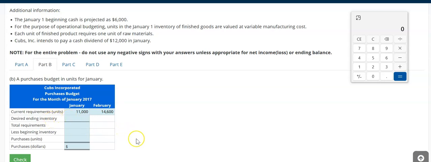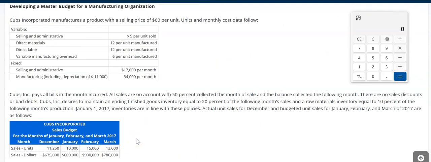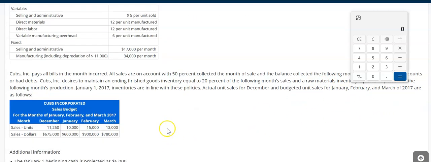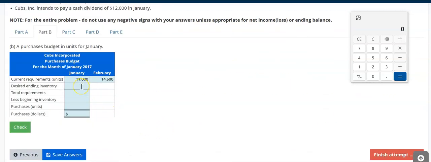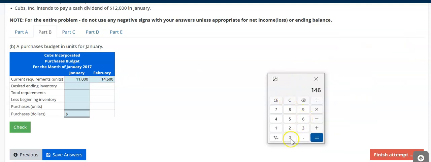Desired ending inventory. This is going to be a matter of policy, and it should be up here. We want 20% of the following month's sales units for finished goods inventory, but for raw materials, we want 10% of the following month's production. So we can come down here and say, okay, we have 14.6 for the following month, times 10%, 0.1. That's going to give us 1,460.